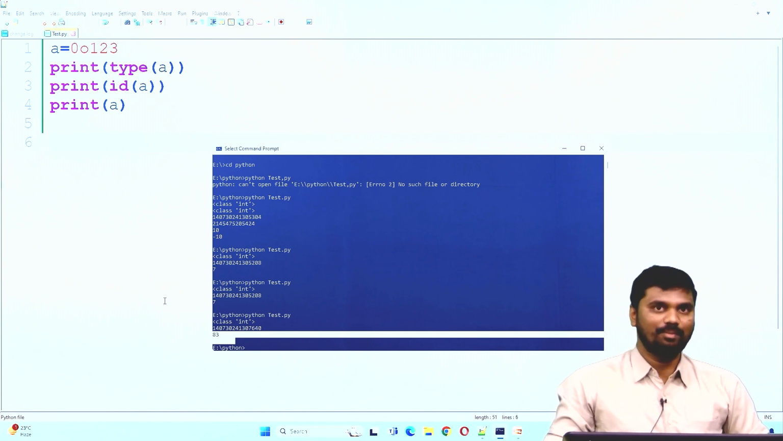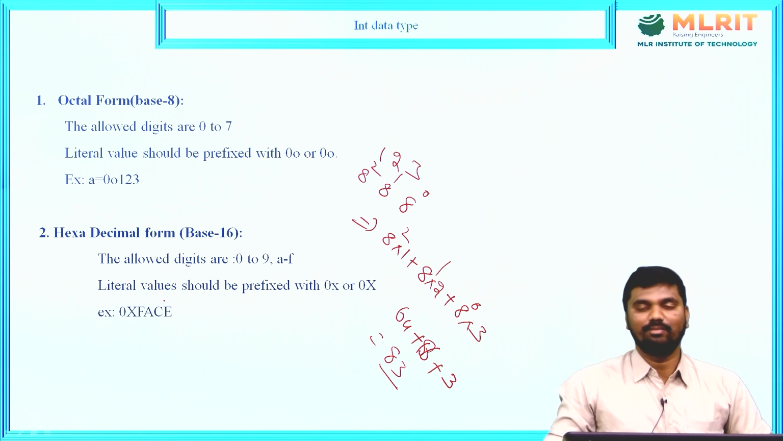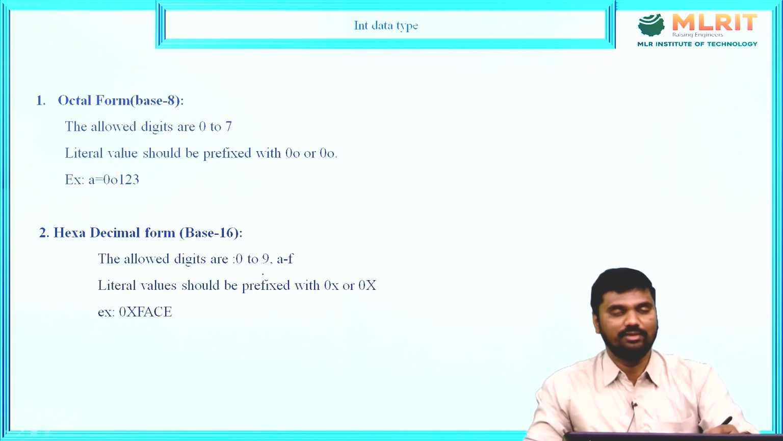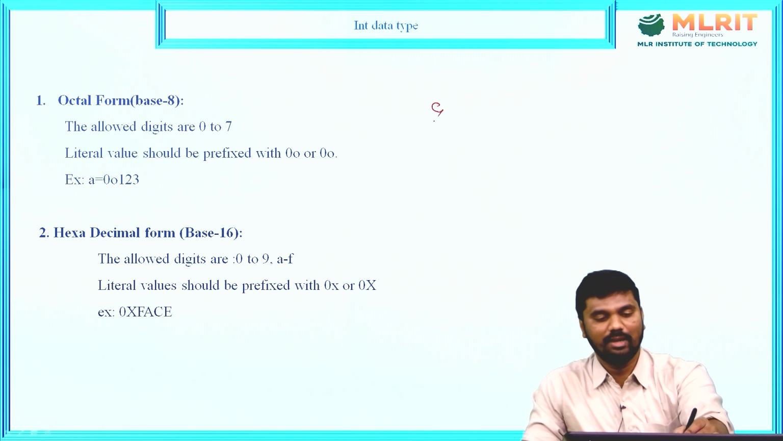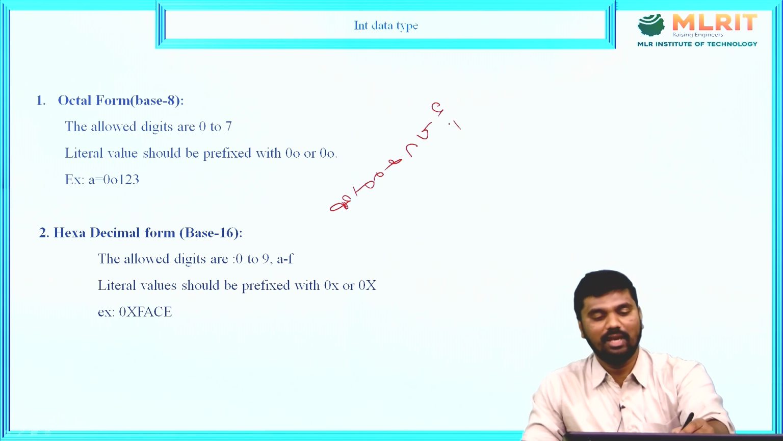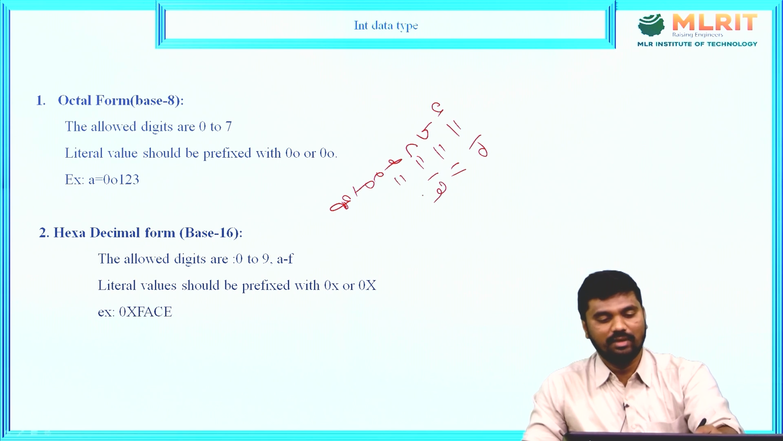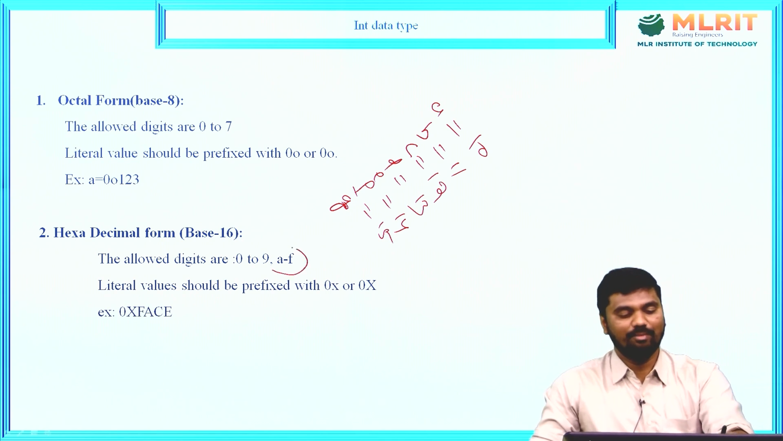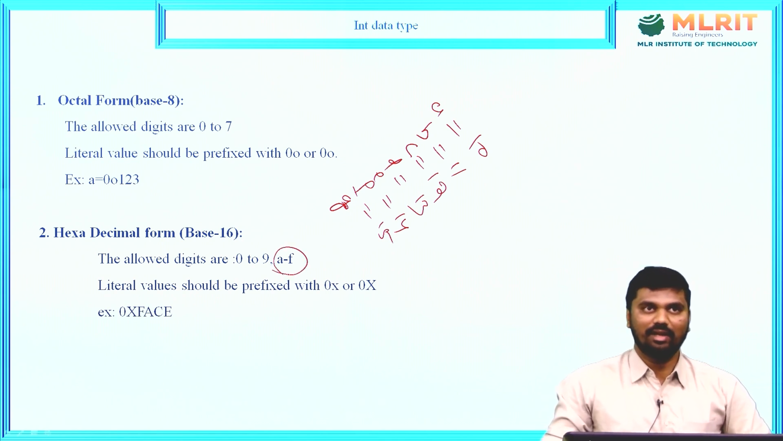Next, we can also represent int values in another form, that is hexadecimal form, whose base value is 16 and the allowed digits are 0 to 9 and A to F: A, B, C, D, E, F. A value is 10, B is 11, C is 12, then 13, 14 and 15. This is the value of the hexadecimal digits from A to F. That A to F we can give in capital or small letters.